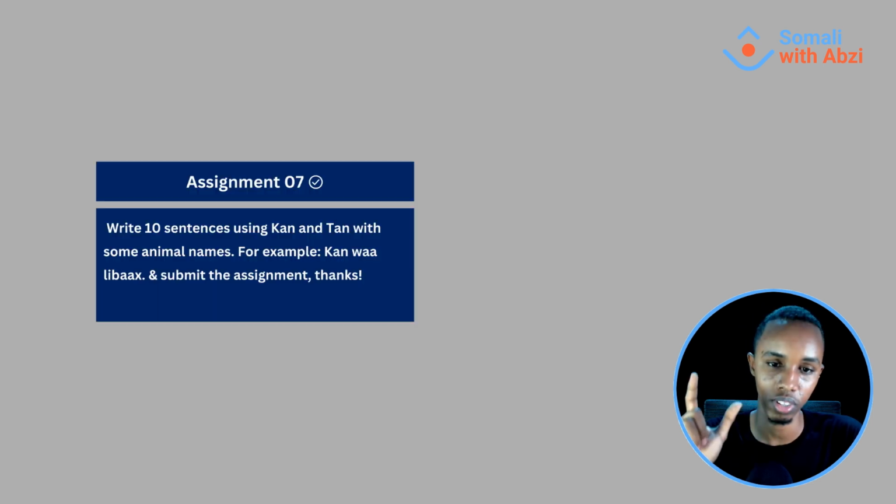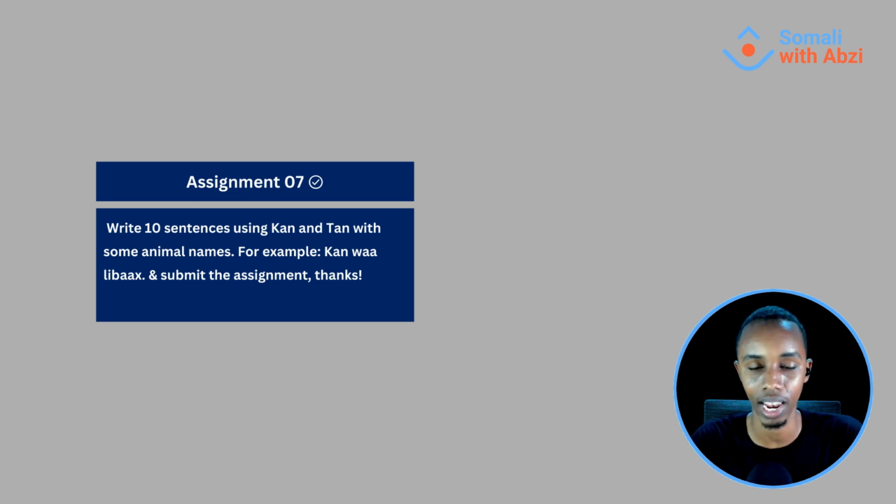All right, I am going to give you assignment number 7 as we are in lesson 8. Write 10 sentences using can and tan with some animal names. For example, كان والباح, tan ودوعه, كان وجيل, tan وهل, and so on. So you are going to write 10 words with animal names and also start with can or tan.